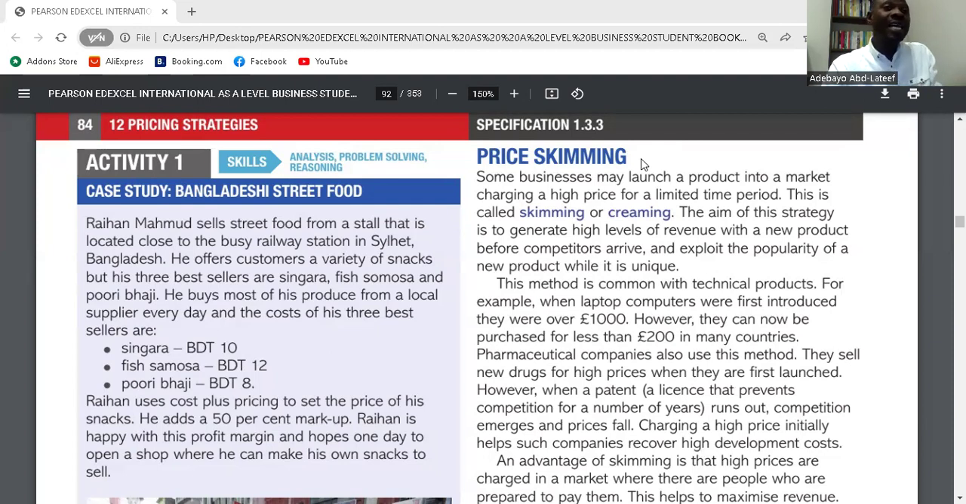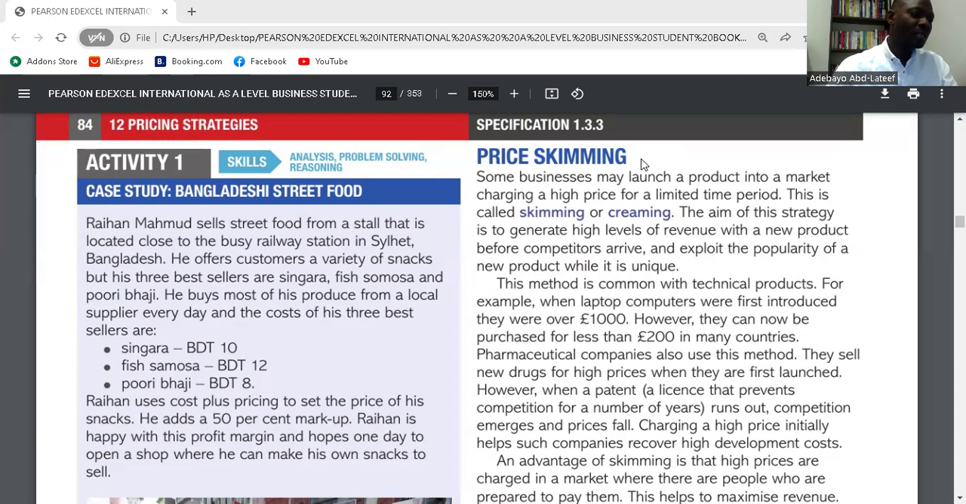So if the product continues to sell in the market within that short period of time, revenue would increase for the firm. But as soon as other businesses find out that this kind of product is bringing more revenue, they will start selling such too. At that point in time, you have to change your pricing strategy. That's what they are saying here, before other businesses start coming into that market.